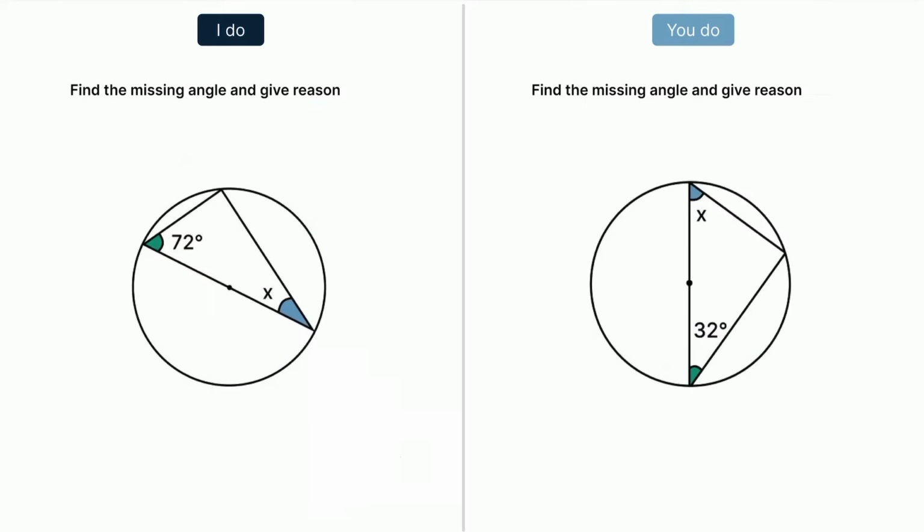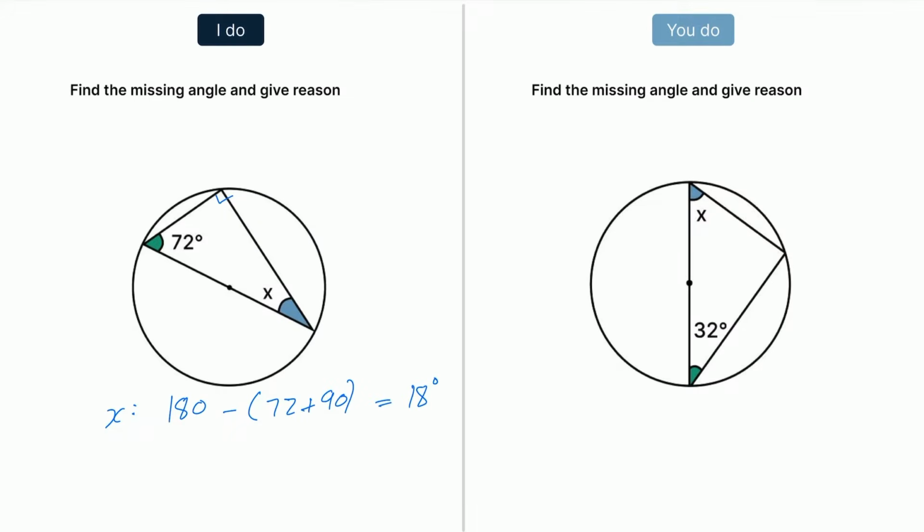Okay. So again, I'm just showing you the same question here in a different orientation, just so you're not used to just seeing it in that one orientation. We have a diameter, and we've got to find x. So x is going to be angles in a triangle added to 180. So that's going to be 180 take away 72 plus 90, which is going to give you 18 degrees.